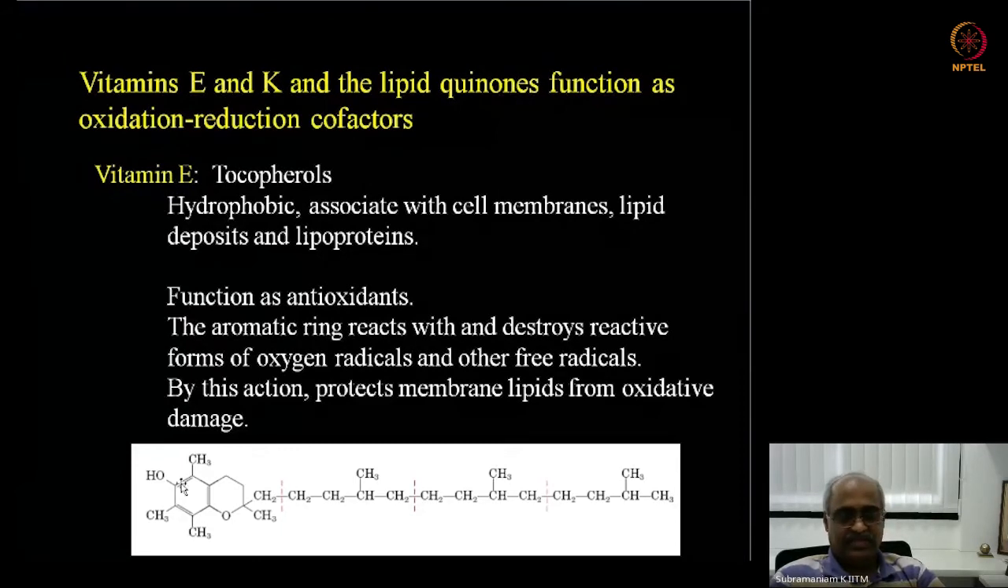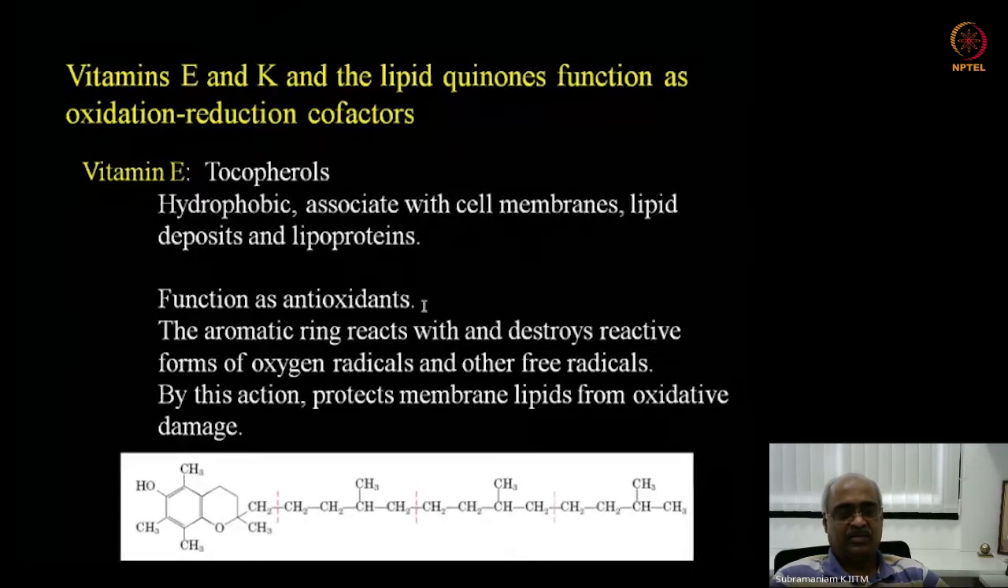And this is the vitamin E structure. So you have a long isoprenoid unit, indicated by these pink lines, and you have this aromatic ring attached to this. These tocopherols in the ring structure can easily take up electrons and therefore prevent oxidation of membrane lipids. They are hydrophobic, so they are in cell membranes, lipid deposits and lipoproteins. These are proteins that carry lipids in the bloodstream. We will learn about it when we go to lipid metabolism. So these tocopherols function primarily as antioxidants. Okay.